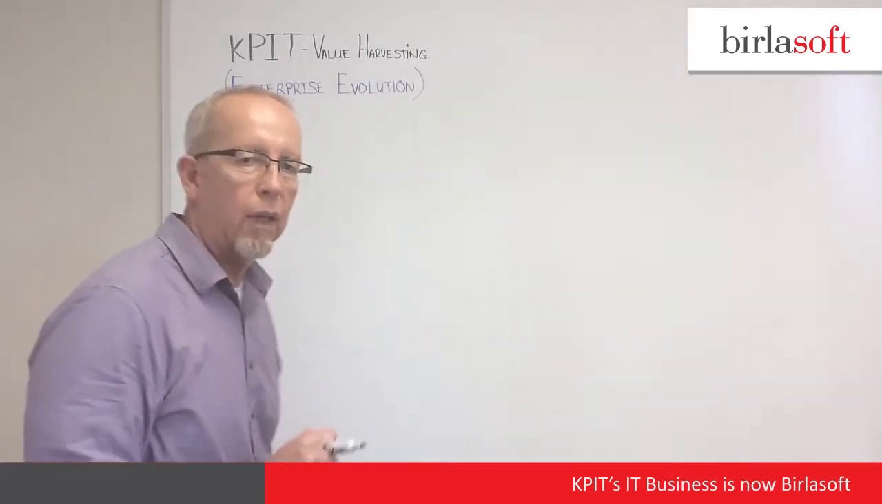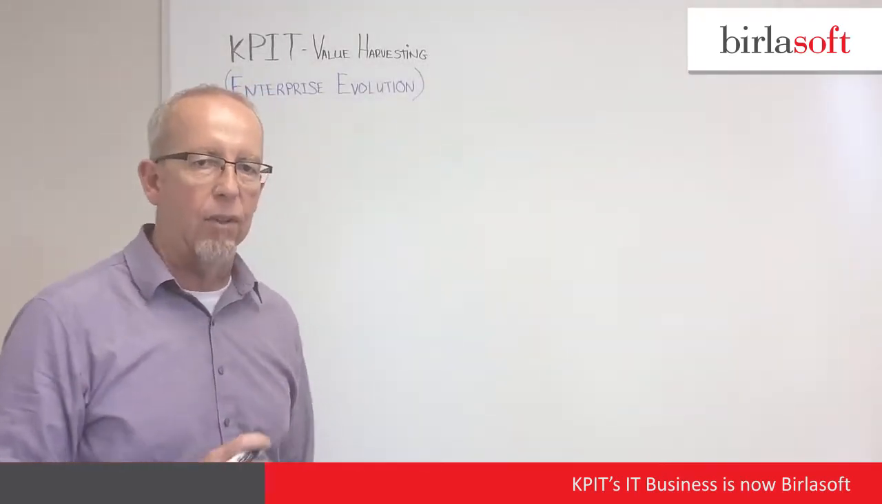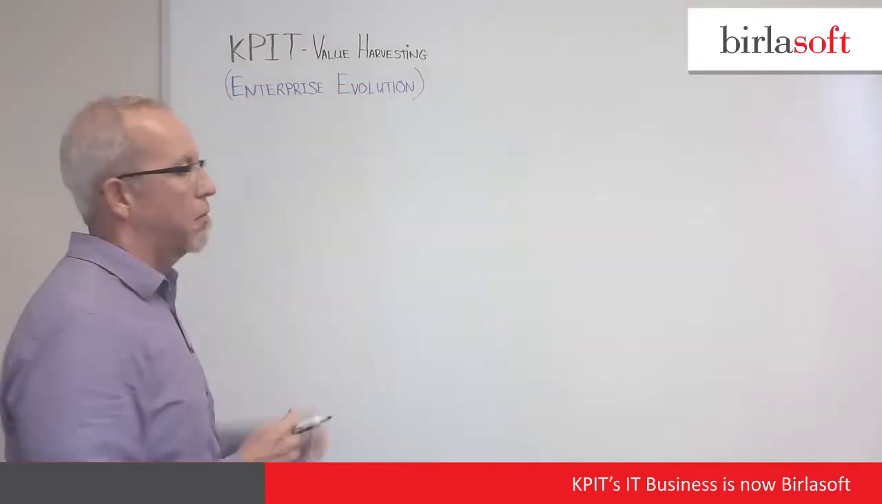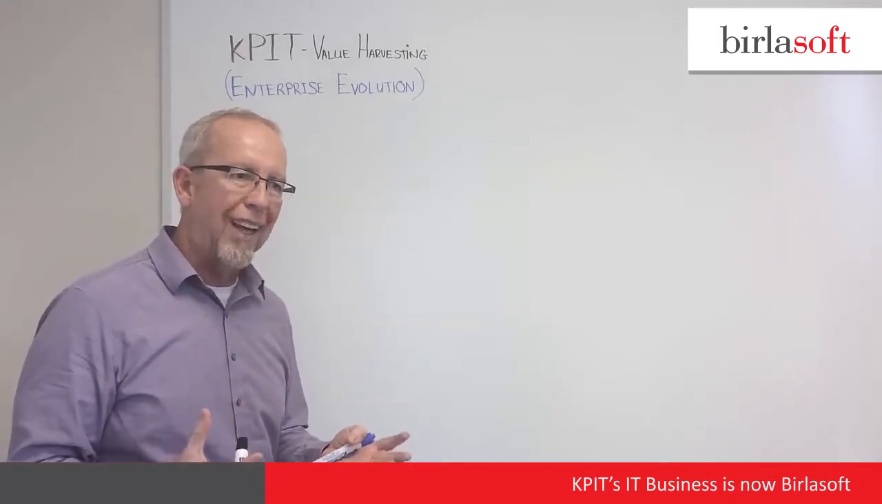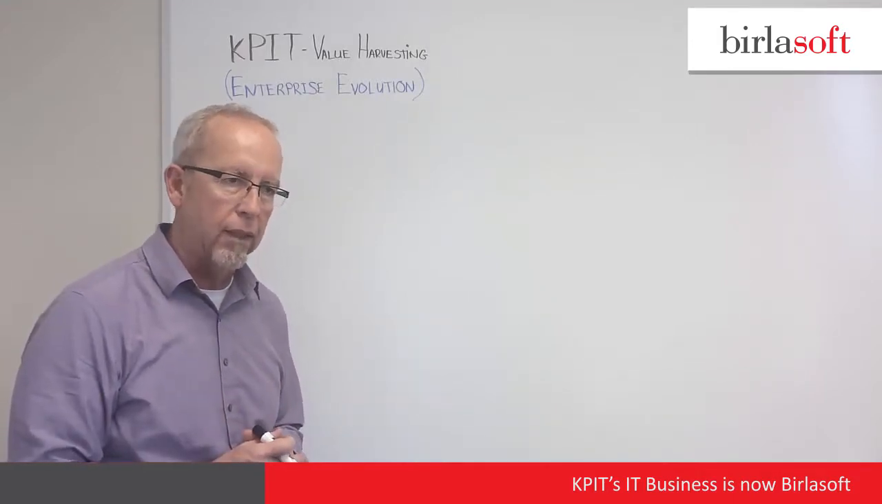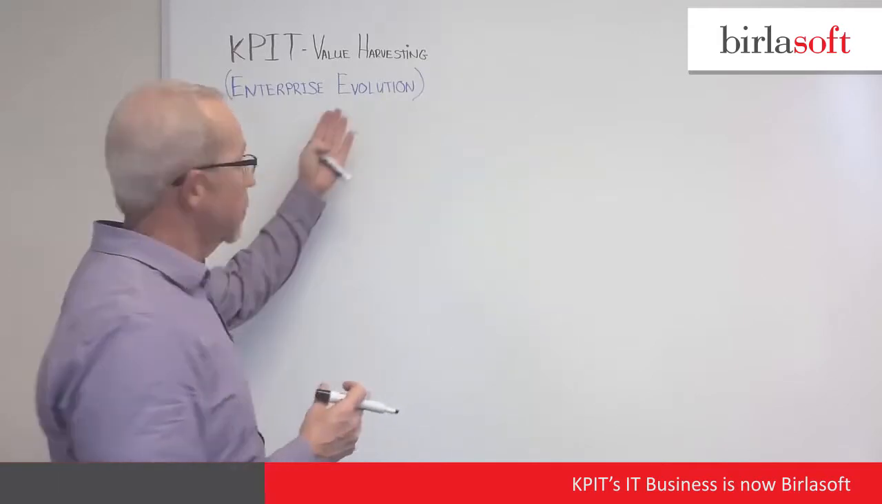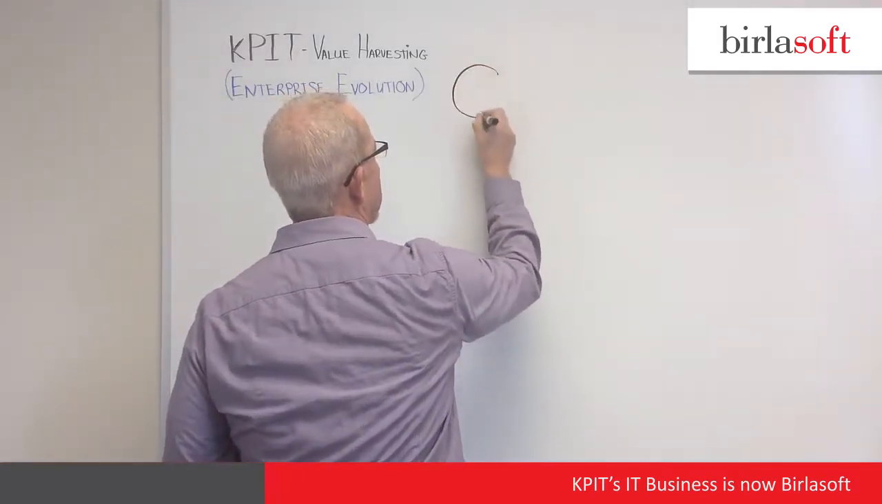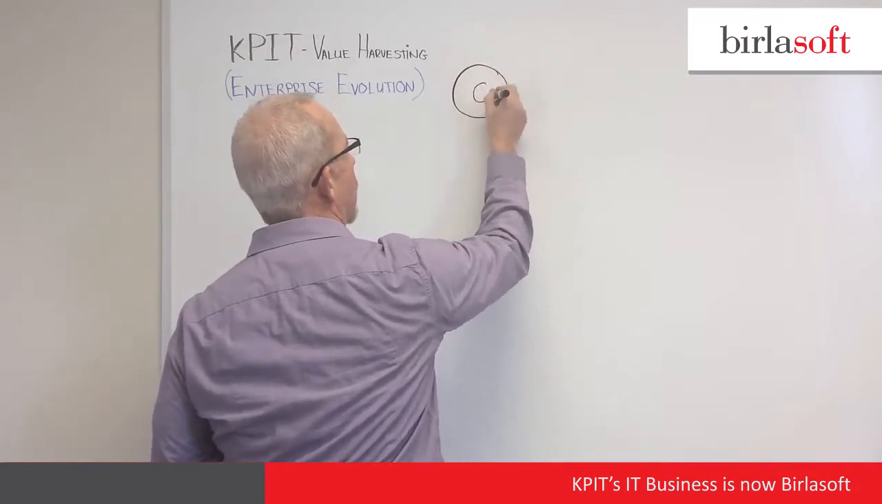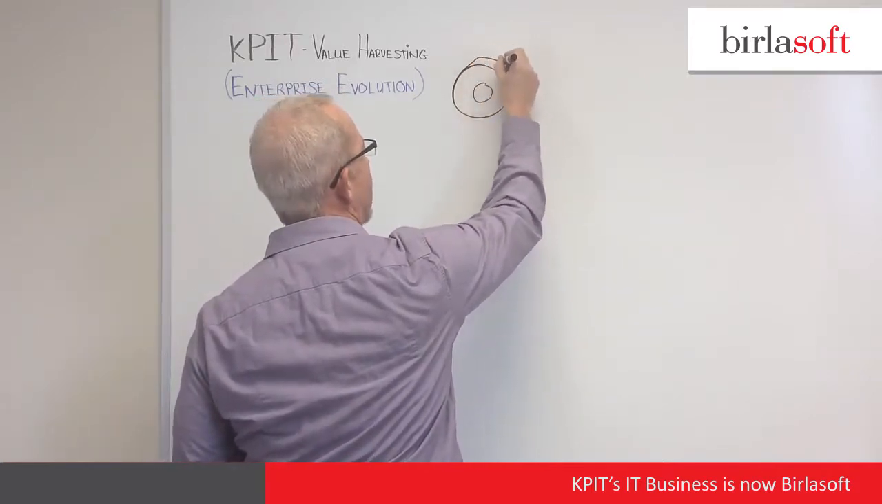Okay, so today we are going to be talking about enterprise evolution, the methodology that we at KPIT are using for our value harvesting process. I'm going to describe enterprise evolution as 3 steps to make this easy to understand. And since we're talking about evolution, I'm actually going to tie it into a simple object that all of us know. We all understand what a wheel is.